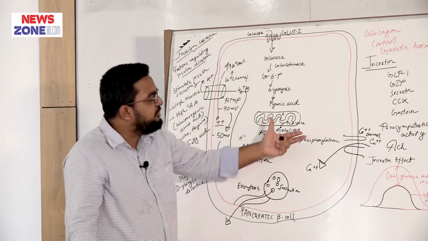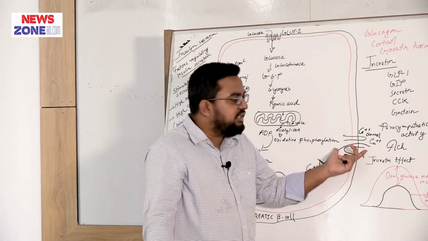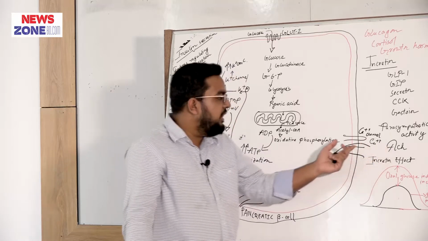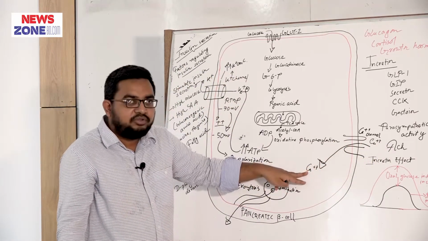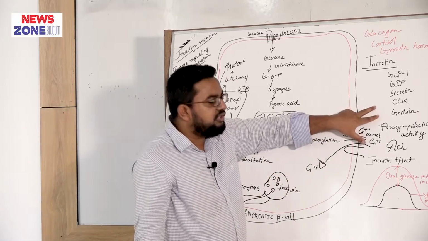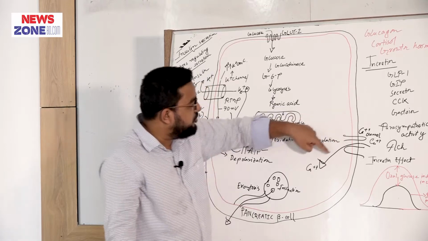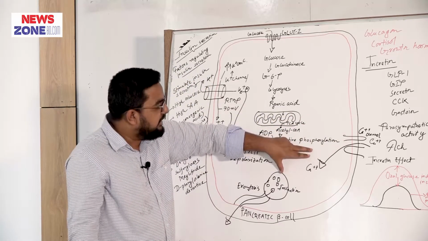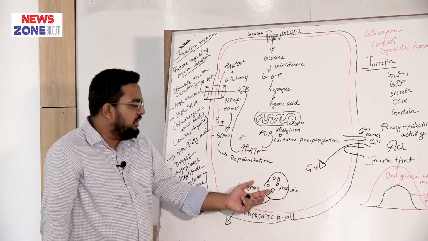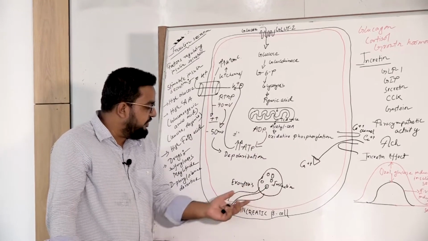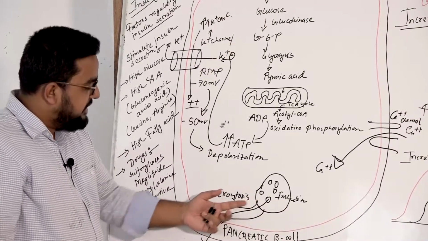When the cell becomes depolarized, there is a calcium channel, and from the outside the calcium enters the pancreatic beta cell from higher concentration to lower concentration, because the calcium concentration is higher outside and lower inside. So calcium enters, and there is calcium-dependent exocytosis of insulin, because the secretory granules fuse with the surface of the pancreatic beta cell and release the insulin.